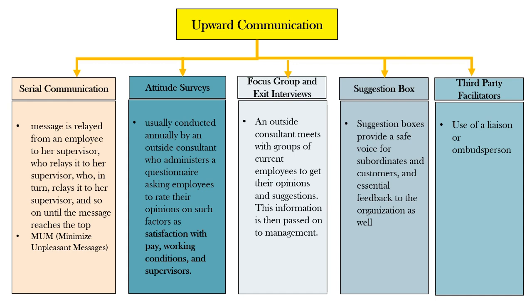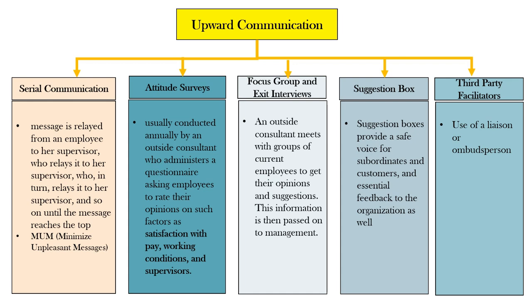So we have serial communication. This is where the message is relayed from an employee to her supervisor, then that person relays it to her supervisor, who in turn relays it to her supervisor, and so on until the message reaches the top management. The problem with serial communication as a form of upward communication is that the message is going up.